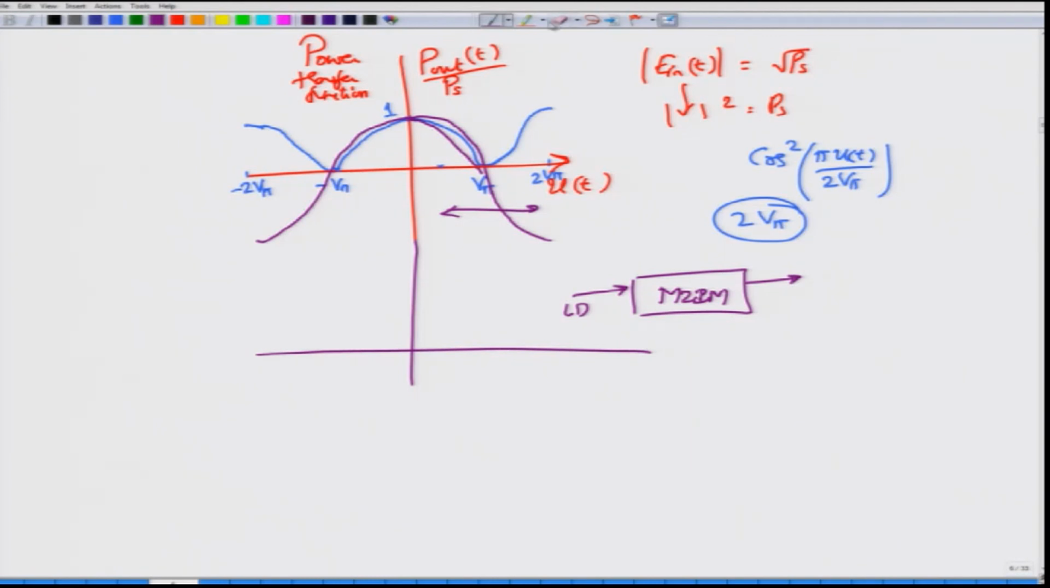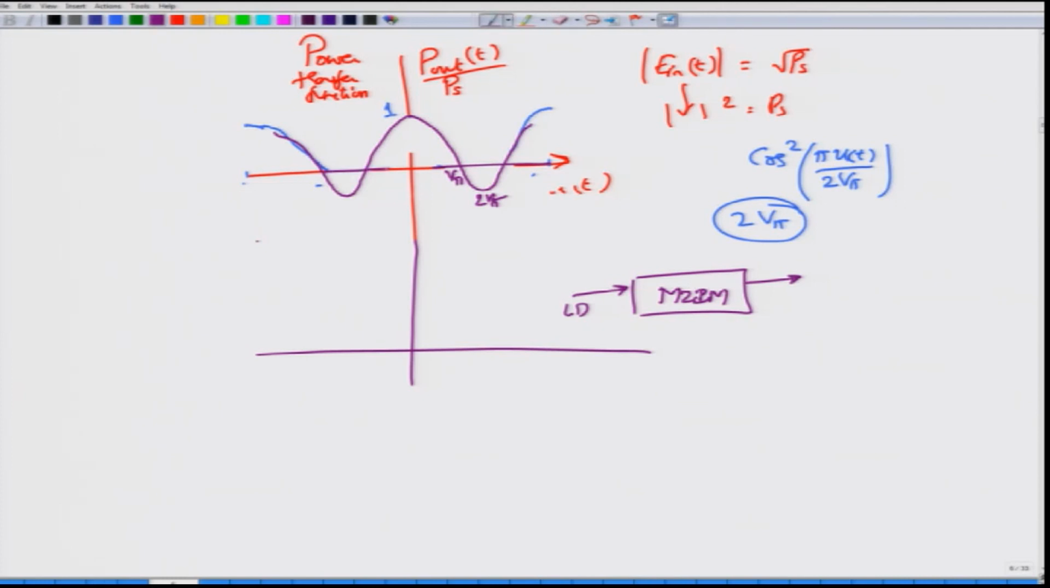Well, what you have to remember is that this is a power transfer function, and this was the field transfer function. I am not currently interested in the transfer function of the field, but of the power. So, this is what the power transfer function would look like. This will be V pi and this will be 2 V pi actually. So, we have to shrink this one because I drew it in that manner.